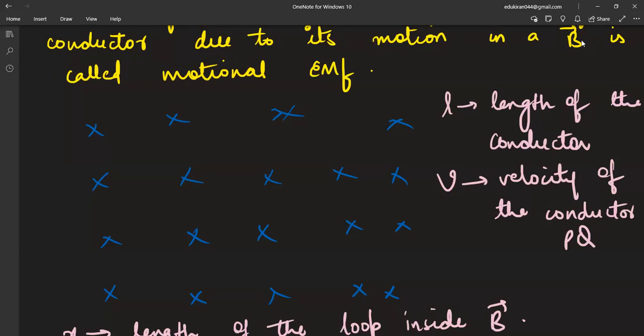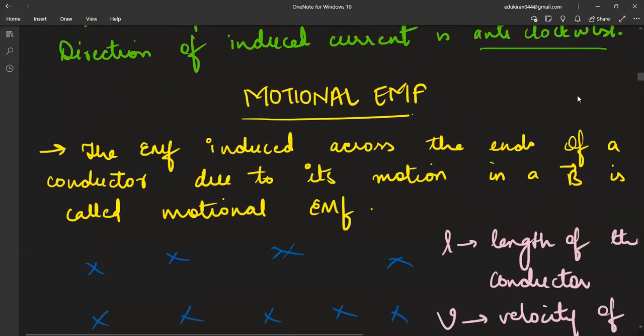Motional EMF is just when EMF is occurring in motion, exactly what its name says. EMF, you already know. This EMF is the induced EMF, and when the conductor is in motion, the EMF that is generated is called motional EMF. You will see how.